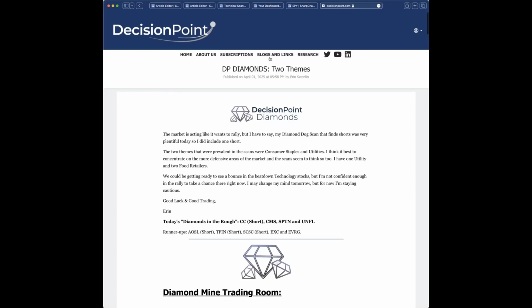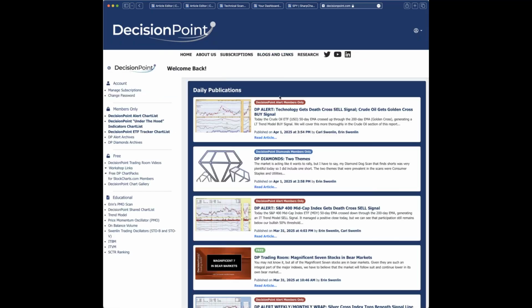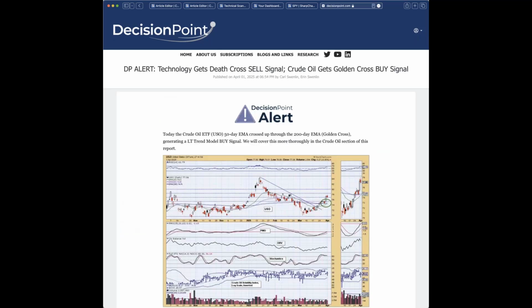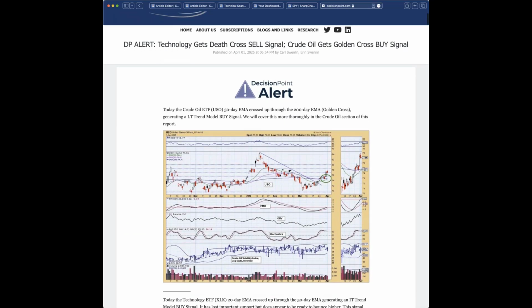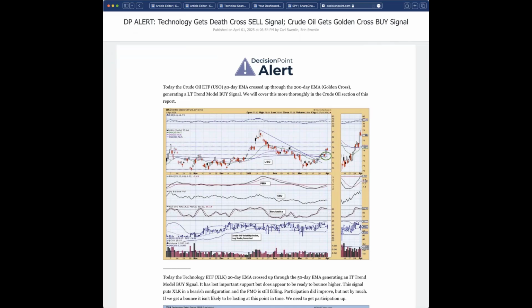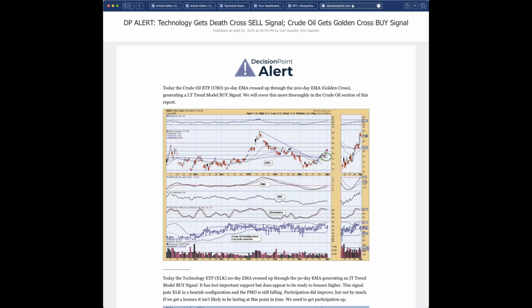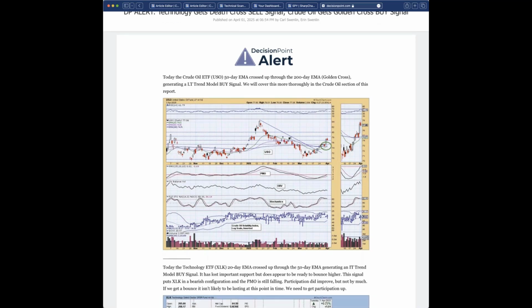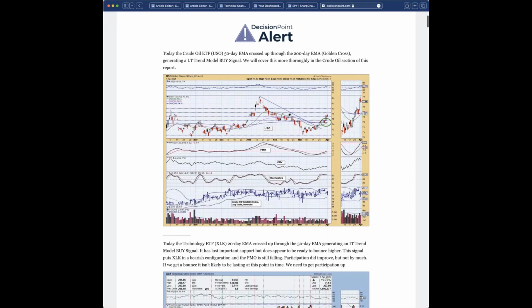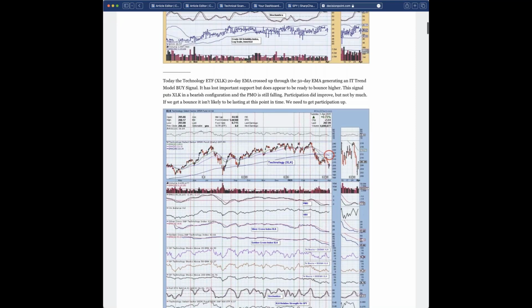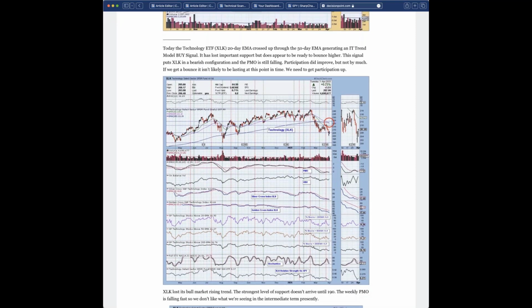All right, let's get back to the DP alert. All right. So we do our signals right up off the top. And again, we're always looking for silver crosses and golden crosses. And in this case, we had the golden cross on crude oil. We had tech with also a death cross here. So that was a problem.